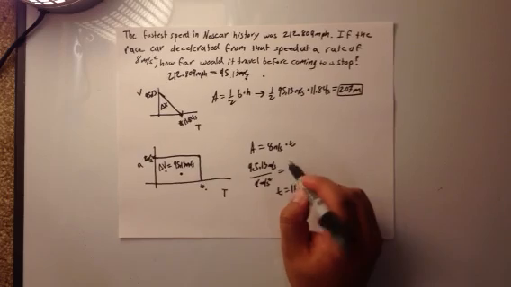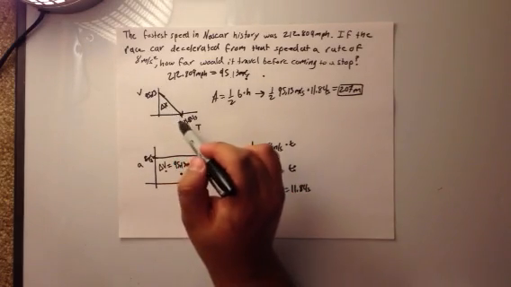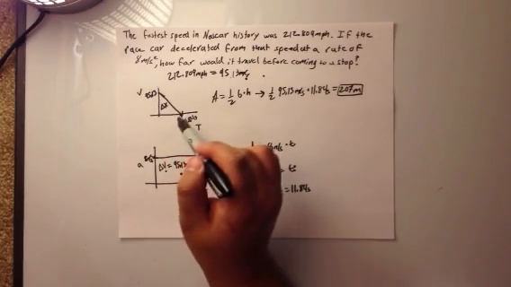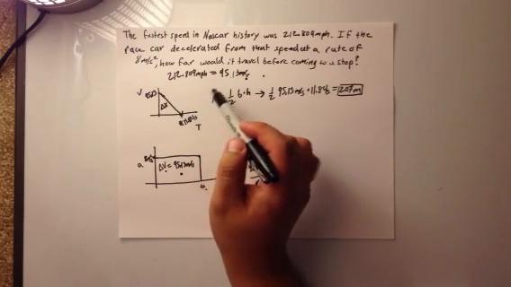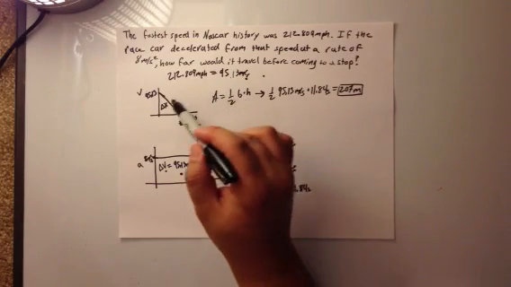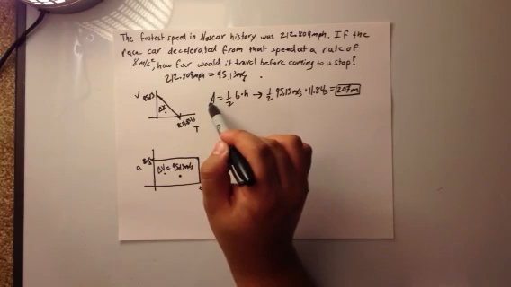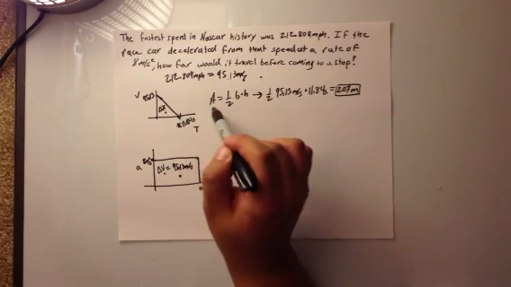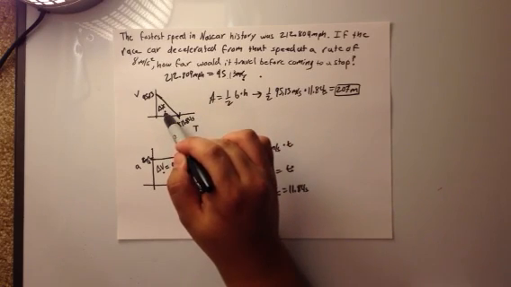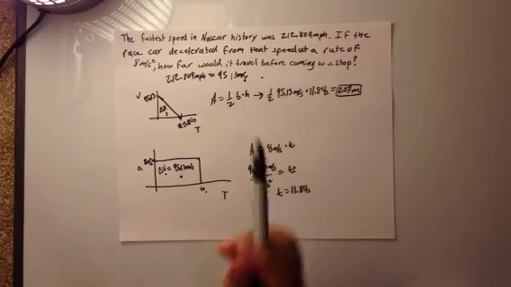After we found the time using our acceleration versus time graph, we plugged that time back in over here and found our displacement using the area of this triangle. We know the area of this triangle equals our delta x, which is 207 meters.